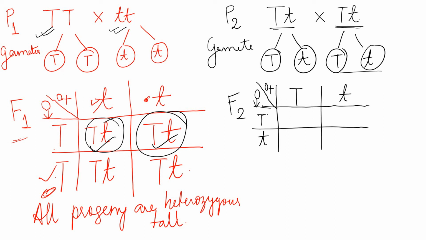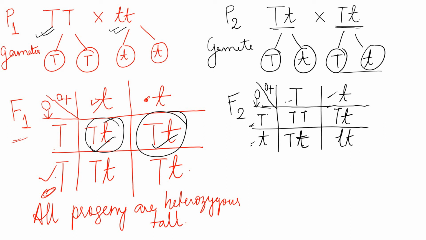Now simple multiplication: this T and this T gives T, T. This T and this small t will be this one. Then this one and this one is this, okay, and then small t with small t is small t, t.